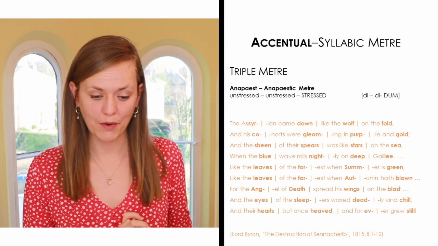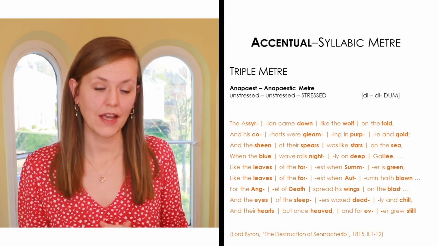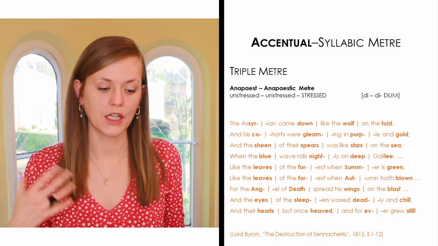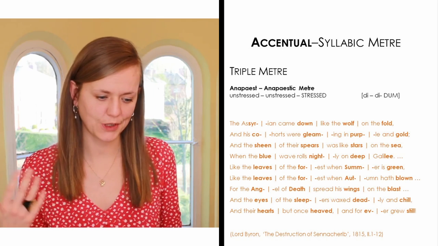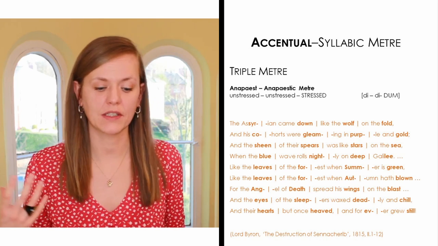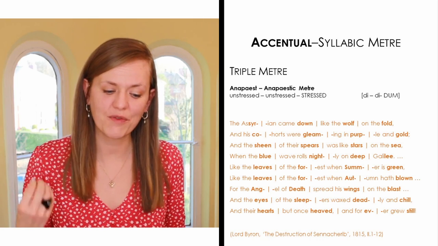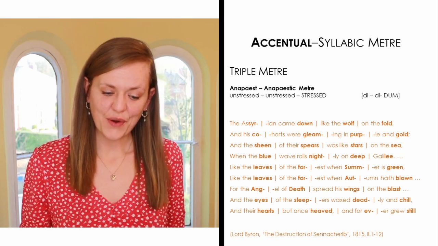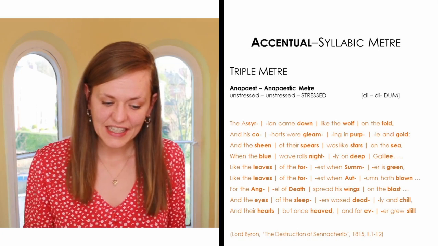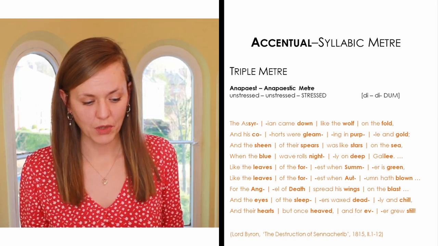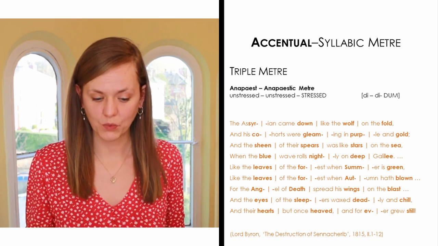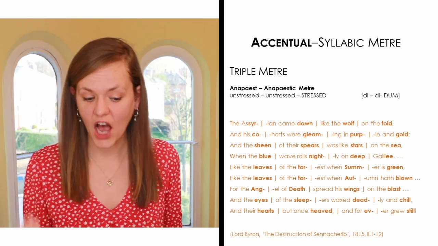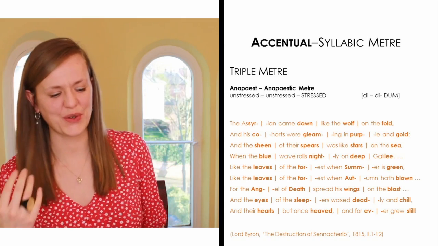These are from Lord Byron, and this is the poem The Destruction of Sennacherib. The Assyrian came down like a wolf on the fold, and his cohorts were gleaming in purple and gold, and the sheen of their spears was like stars on the sea when the blue wave rolls nightly on deep Galilee. Like the leaves of the forest when summer is green, like the leaves of the forest when autumn hath blown, for the angel of death spreads his wings on the blast, and the eyes of the sleepers wax deadly and chill, and their hearts at once heaved and forever grew still.